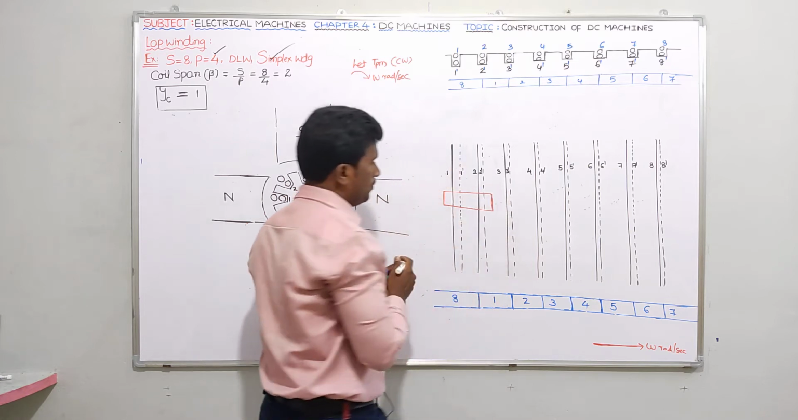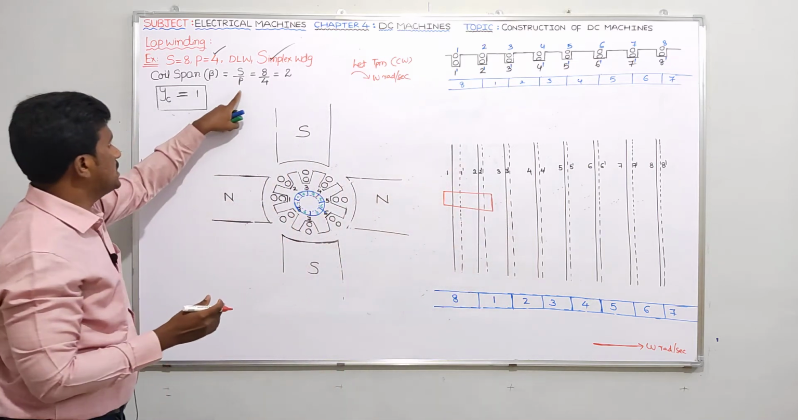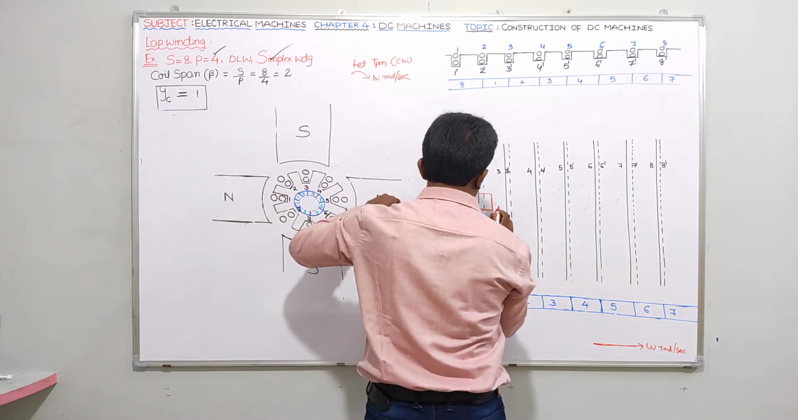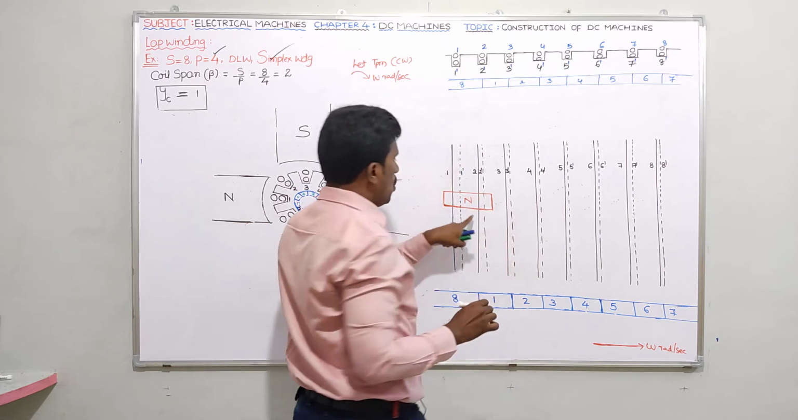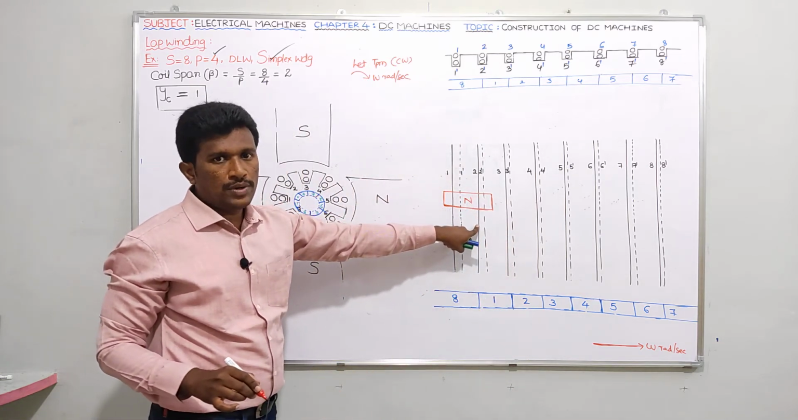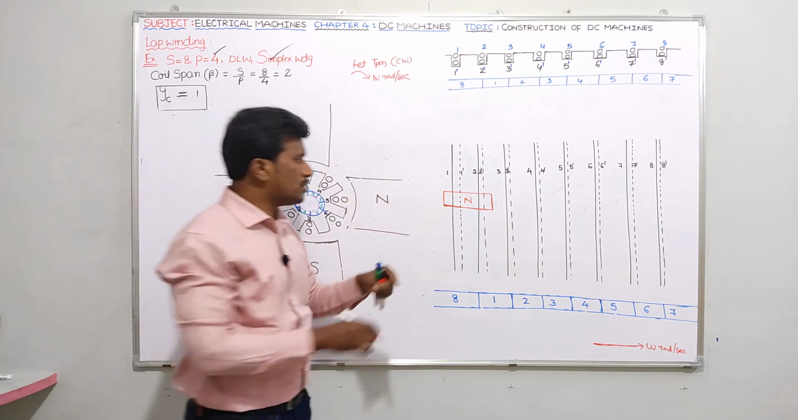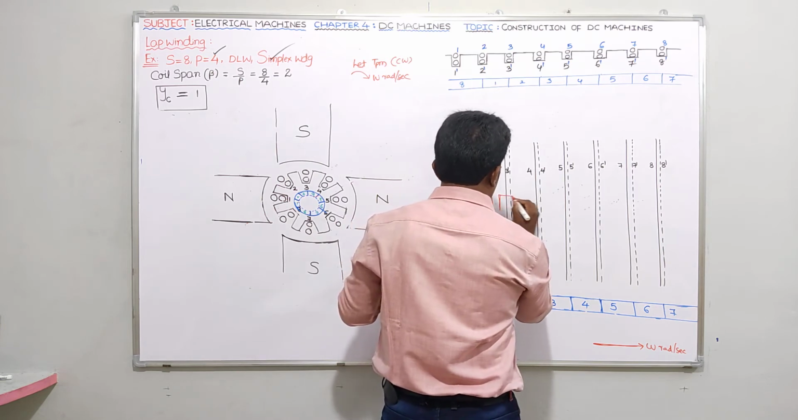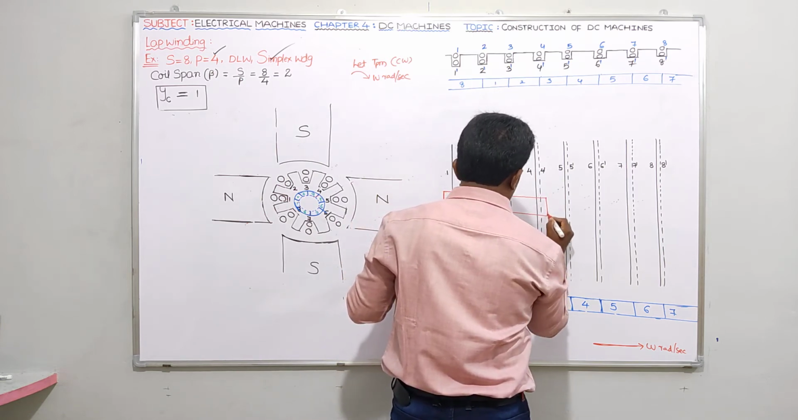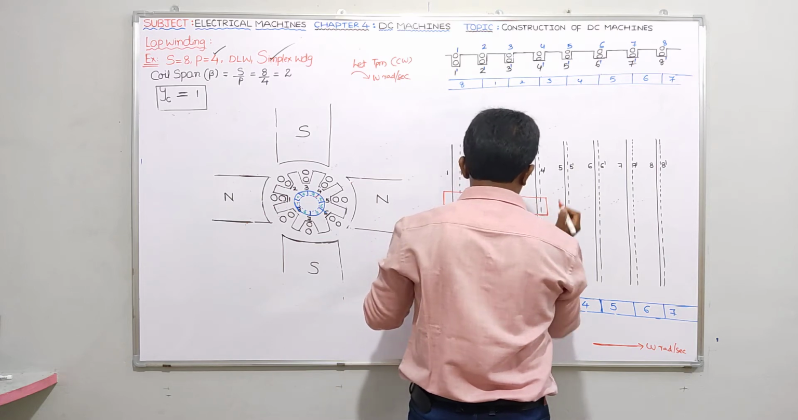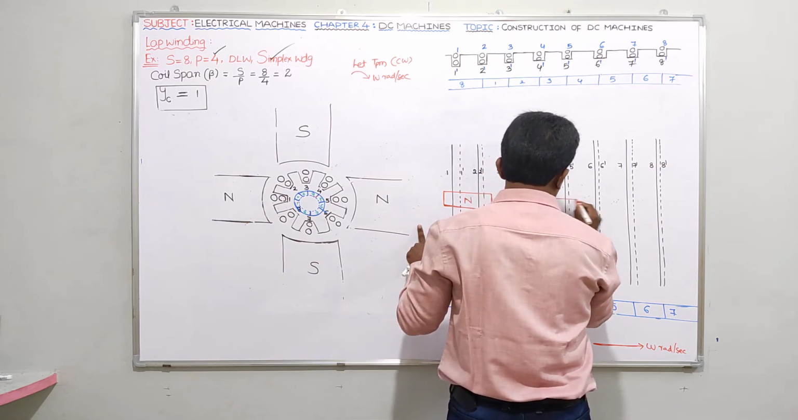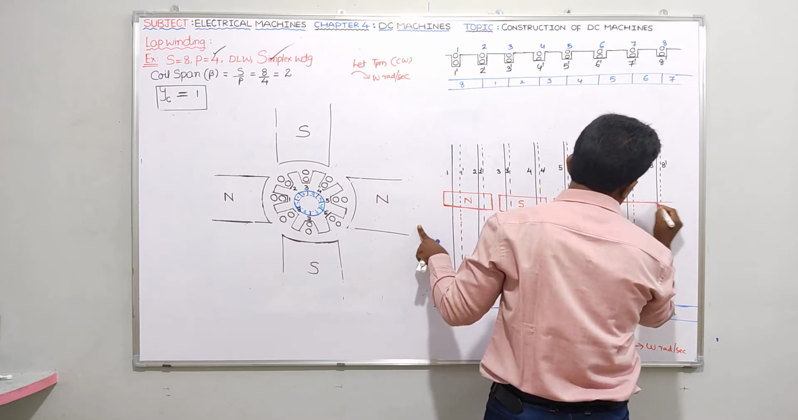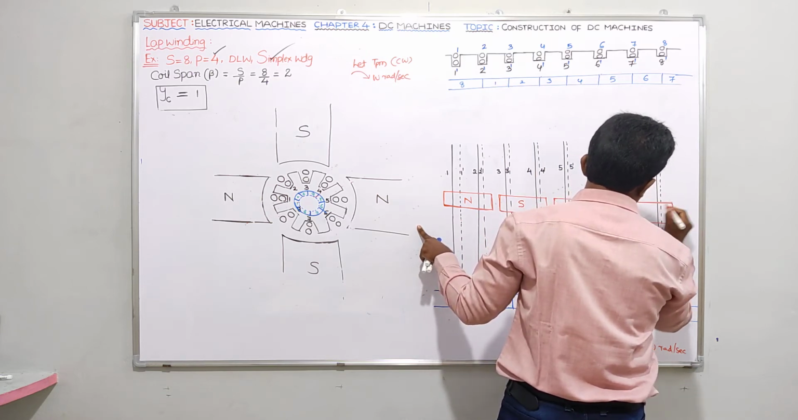This is a pole. Slots per pole I got 2. Therefore, under one pole, let me take it as the north pole, how many slots should be there? 2. So I am taking 2 slots only, slot number 1, slot number 2. Similarly, let me proceed with the remaining ones. This is the south pole, this one can be taken as once again a north pole, and this one once again a south pole. Is it clear? Yes or no?